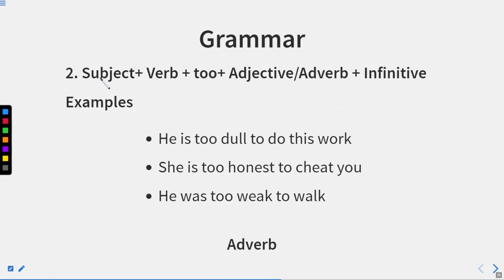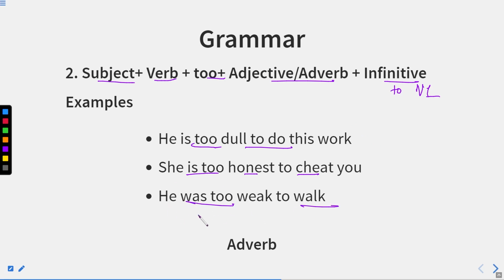Now another one, we have subject plus verb plus to plus adjective or adverb plus infinitive. Infinitive means to plus verb first form. He's too dull to do this work. This I have already explained to you. She's too honest to cheat you. It means she's very, very honest. She's extremely honest that she will not cheat you. He's too dull to do this work. That he is very, very dull, or he's so dull that he cannot do this work.